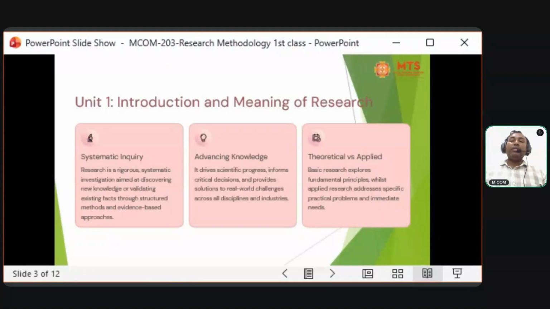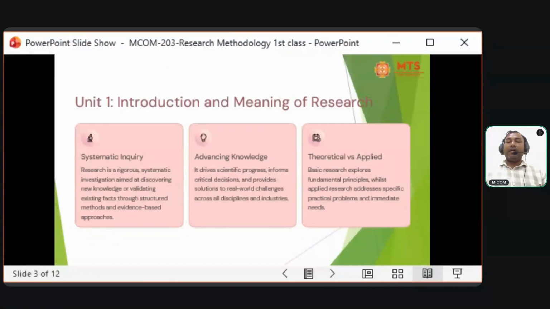Now, what is the objective of research and research methodology? The main objectives are to provide a systematic plan for research, to ensure the accuracy and reliability of data, to help the researcher reach valid conclusions, and to explain the methods used in research with clarity.